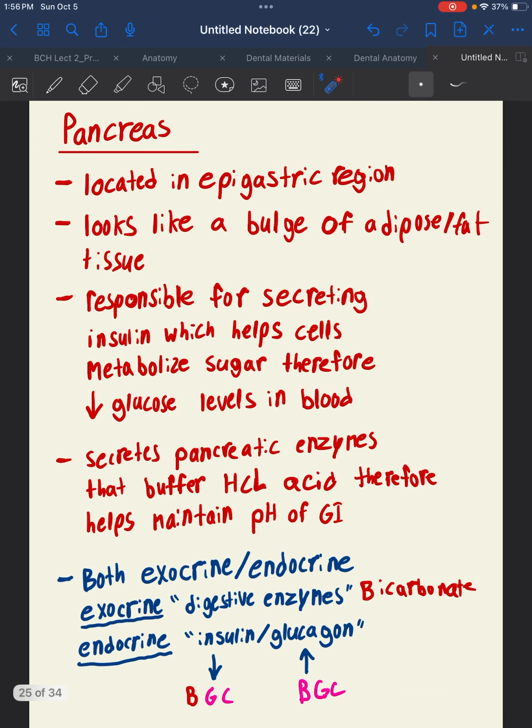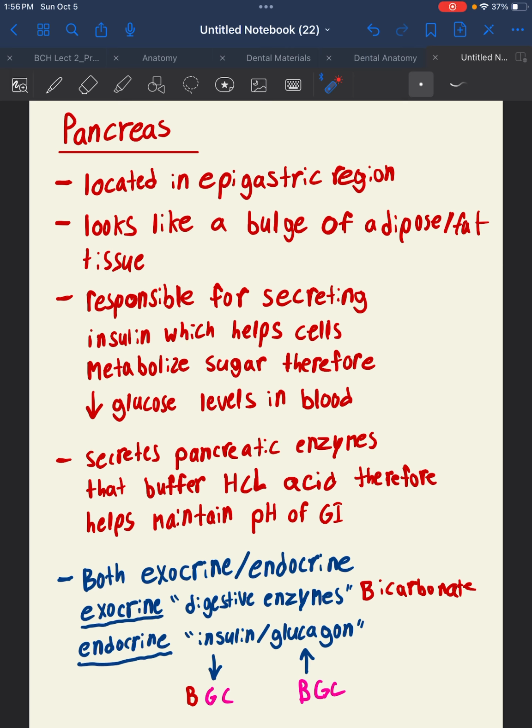So the pancreas is located in the epigastric region. So we would find the pancreas in the epigastric region, and the pancreas is a long tail-like structure that just looks like fat. Like I said earlier, it looks like something your cat threw up after having a nice little meal. The pancreas is responsible for secreting glucagon and insulin, but it also has exocrine function. So the pancreas will have an endocrine function and an exocrine function.